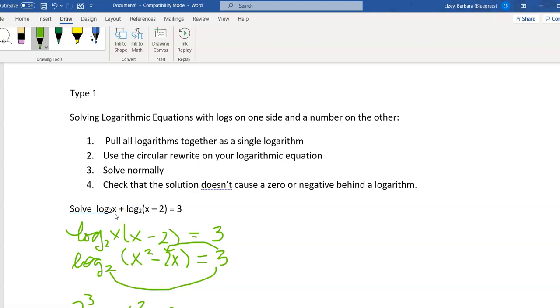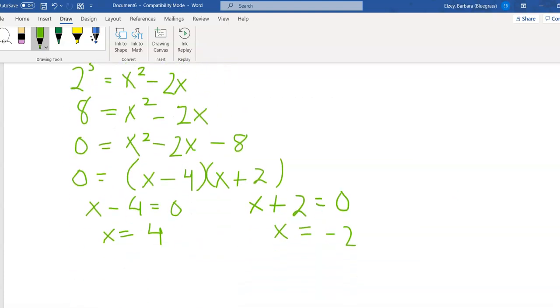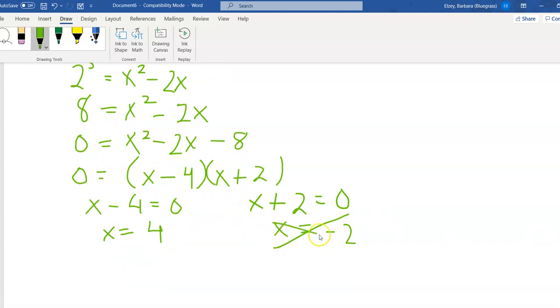If you try to just put a negative into your calculator, if you have like log of negative 2, you'll see that it'll give you some sort of domain error type message because that's not in the domain of a logarithm. So this negative 2 is not a solution, but the 4 is perfectly fine. All right, so let's take a second example through the process.